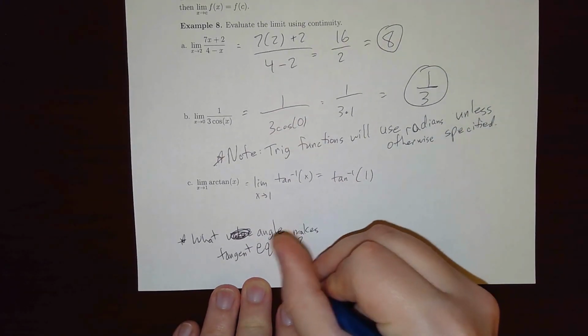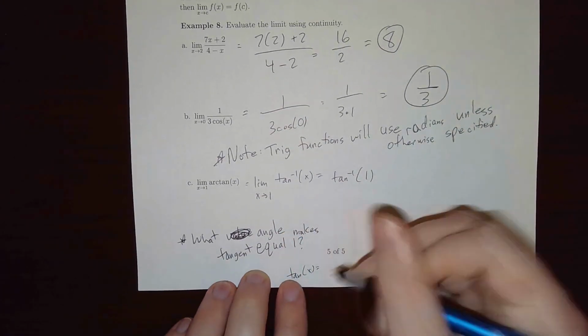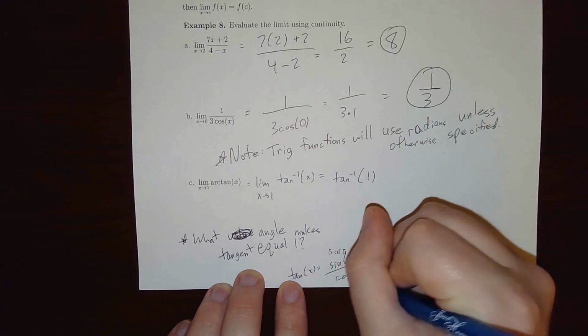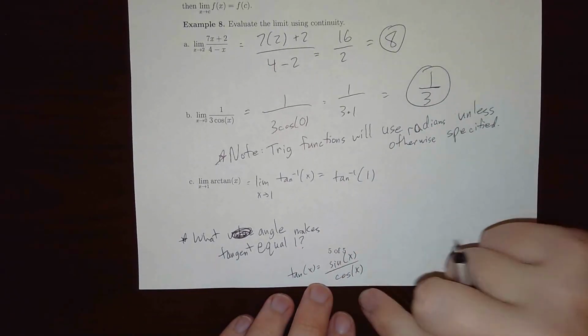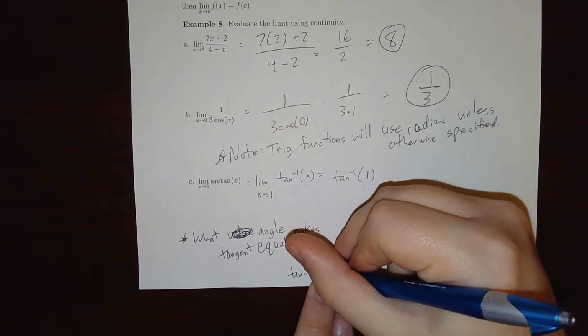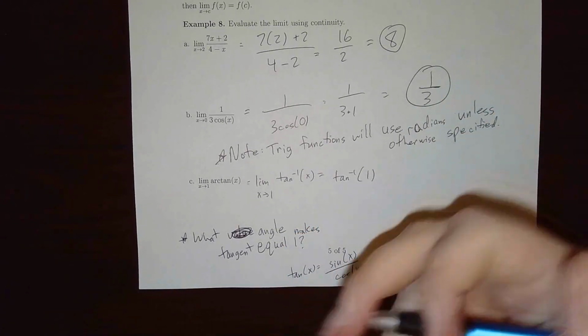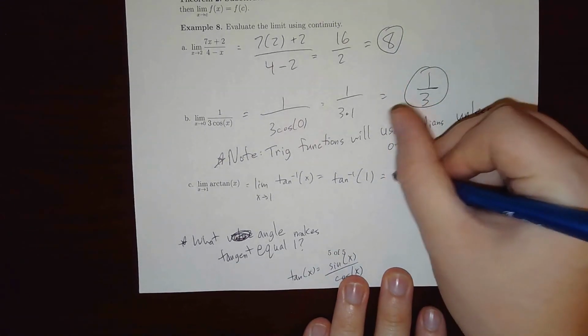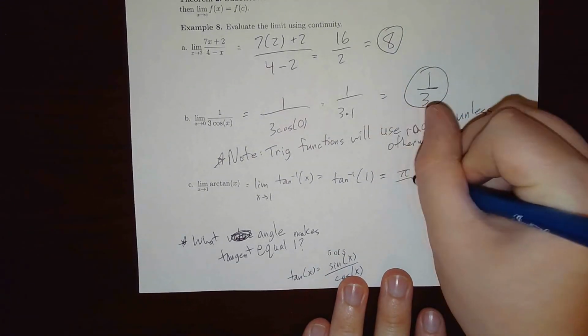Remember that the tangent of a function is just sine over cosine. And so if this is equal to 1, what we're saying is that sine and cosine have to be the same. So at what angle are sine and cosine the same? Well, there's an infinite amount of answers, and so the tan inverse will choose the first quadrant angle. In this case, it will choose pi over 4.